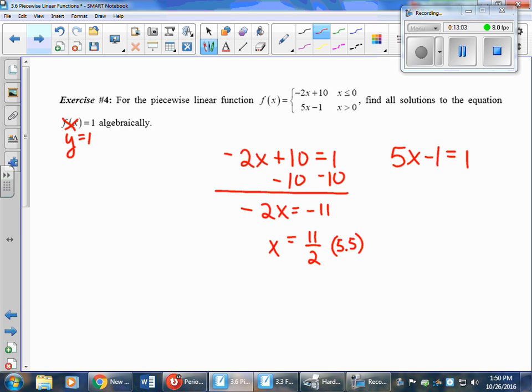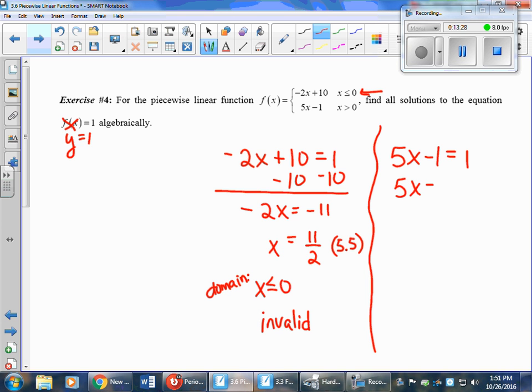Sometimes it's easier to look at the numbers. So when I take a look at my domain here, my domain is x is less than or equal to 0. So this is the domain. And we can see that 5.5 does not satisfy that. So this is invalid. Take a look at the next one. 5x minus 1, add 1 to both sides, and you get 5x is equal to 2, and x is equal to 2 over 5. And that is equal to 0.4.